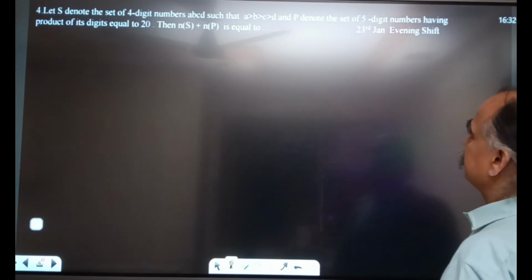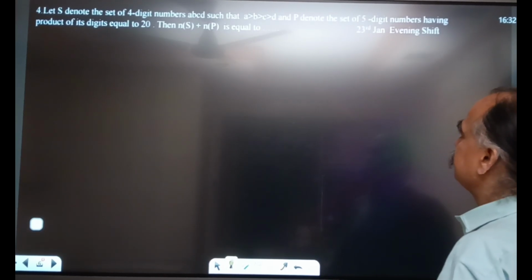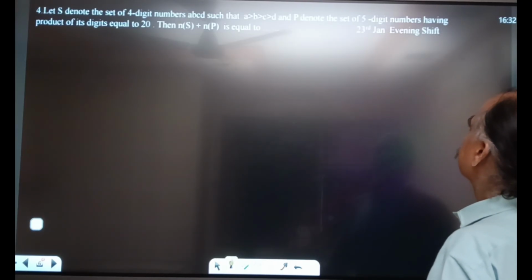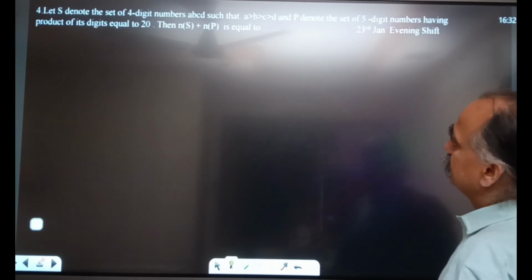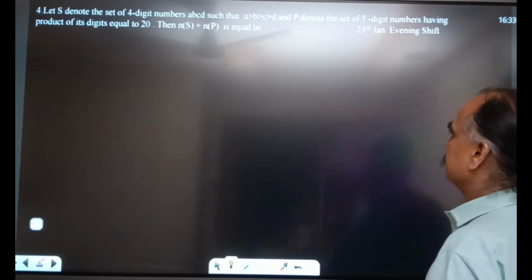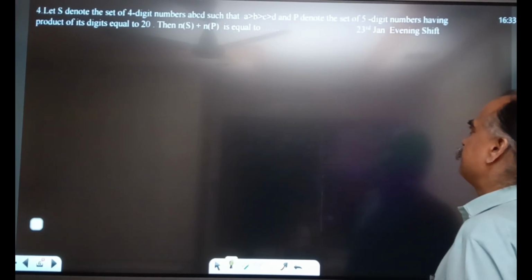Let S denote the set of 4-digit numbers ABCD such that A is greater than B is greater than C is greater than D, and P denote the set of 5-digit numbers having product of its digits equal to 20, then NS plus NP is equal to.